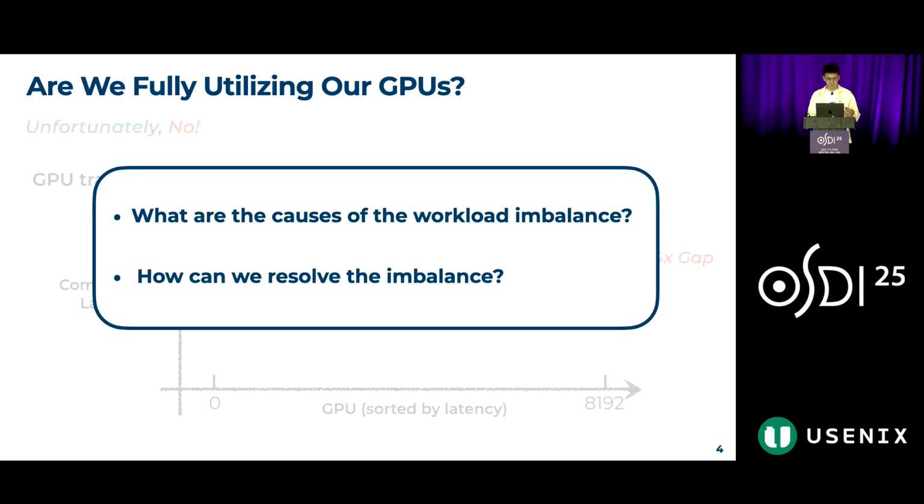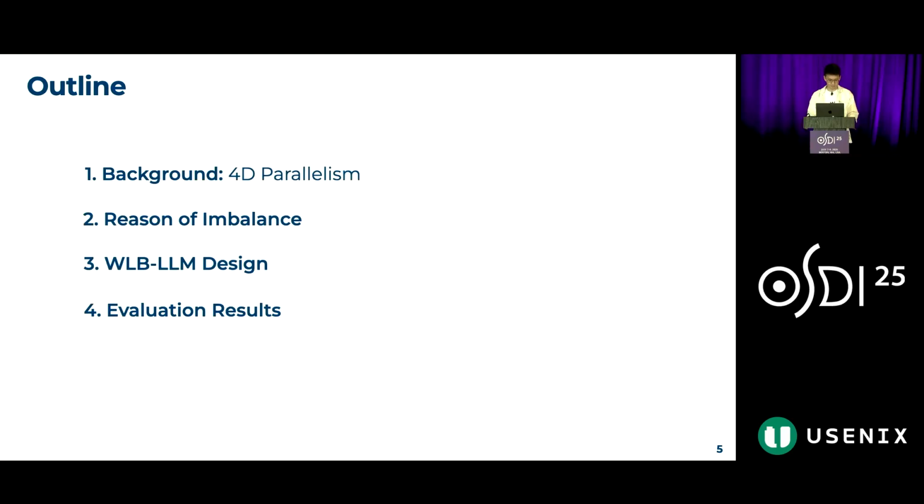After identifying the workload imbalance issue, we raised two key questions that we aim to answer. What are the causes of the workload imbalance, and how can we resolve the imbalance? To answer these questions, I will first provide some background on 4D parallelism, and then analyze the imbalance across different parallelism dimensions. Based on this, I will then present our design to address the imbalance issue, and finally share some evaluation results. Let me first start with some background about 4D parallelism.